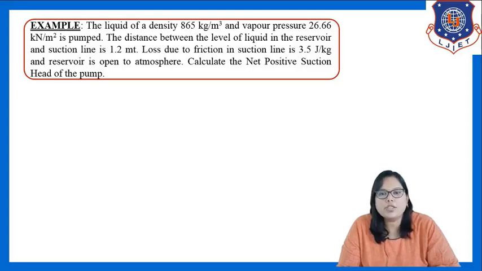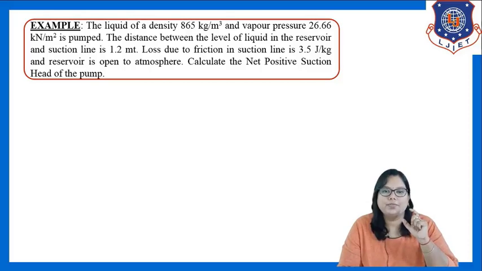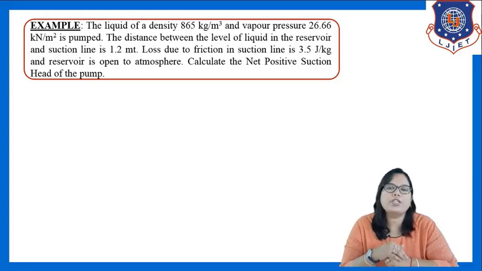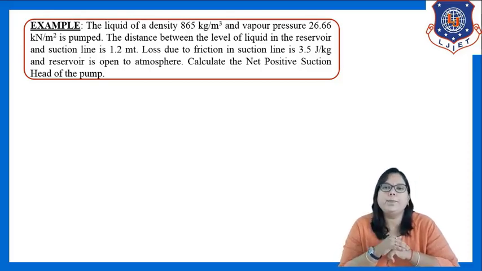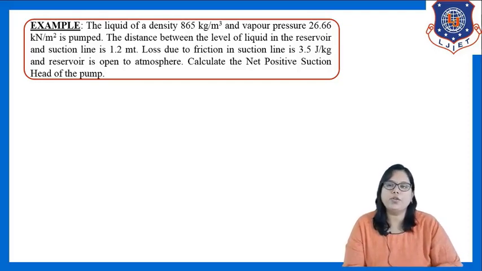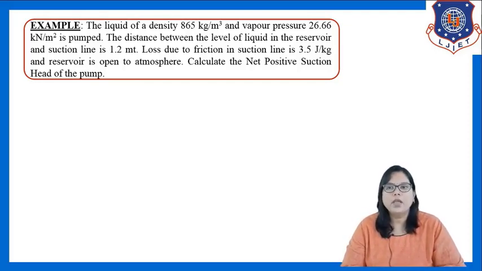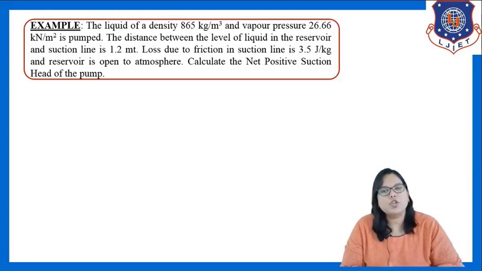Right? And the loss due to friction, that is the term which is used as HF, we have already seen in the theory part. So the loss due to friction in the suction line is given, which is 3.5 joule per kg, and the reservoir is open to atmosphere. Now what we have to calculate? Calculate the net positive suction head of the pump. So from this data, we have to calculate NPSH, that is net positive suction head.